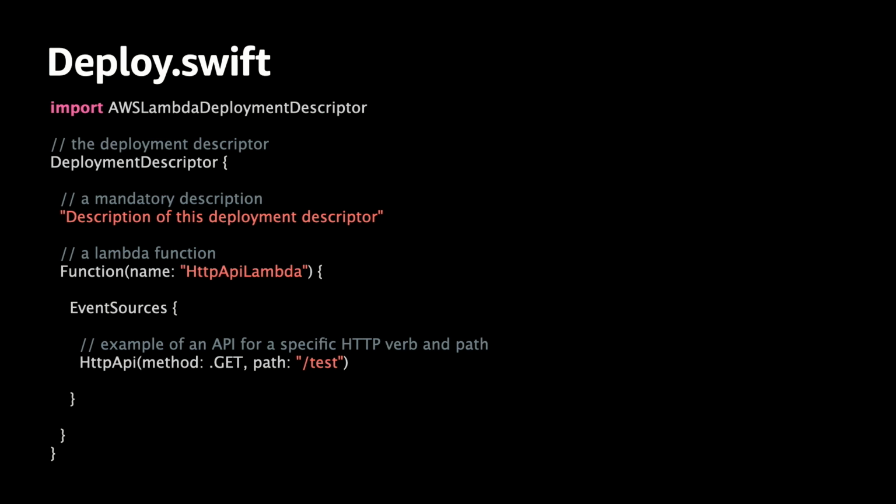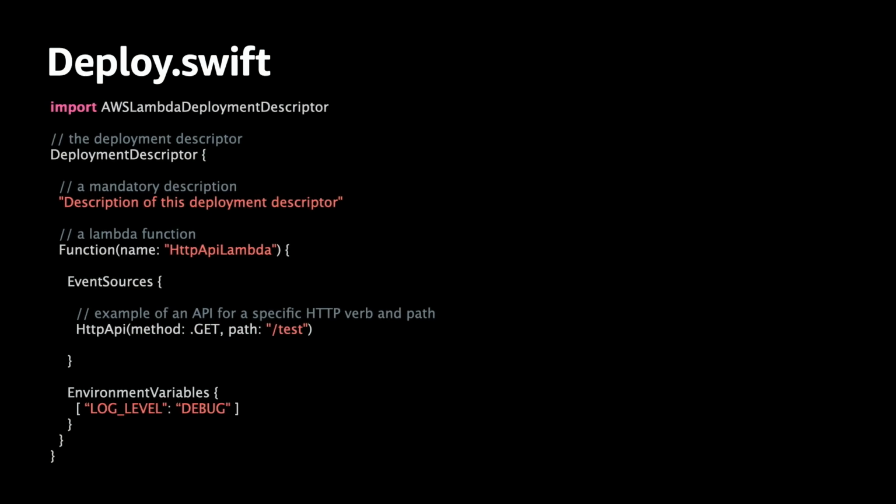You might also add environment variables for your function. For example, the log level being debug. So that's just a dictionary of strings. So that's all you need to do. You write the deployment descriptor in Swift, you invoke the plugin, and it will deploy the infrastructure on AWS for you.